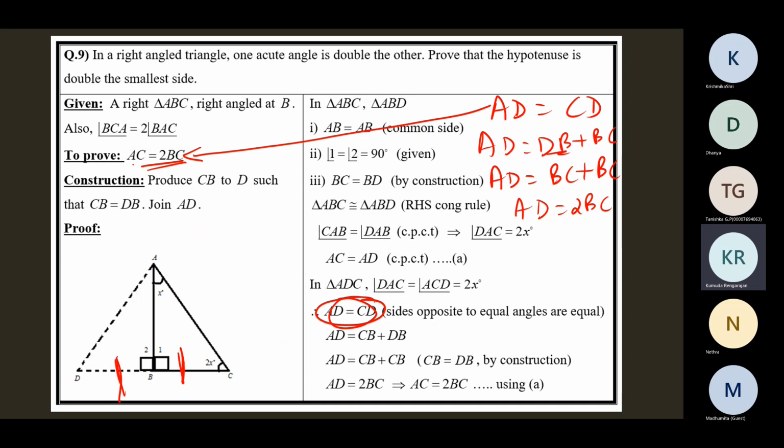But it's AD, and we should say AC is equal to twice BC. So that's why we wrote this: AC is equal to AD. So now AD is nothing but AC. So AC is equal to twice BC. So we have proved that the hypotenuse is twice the shortest side.